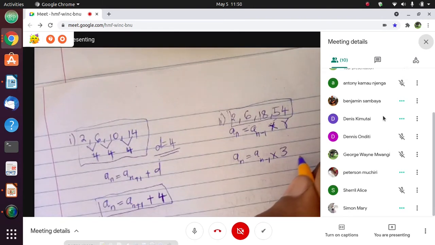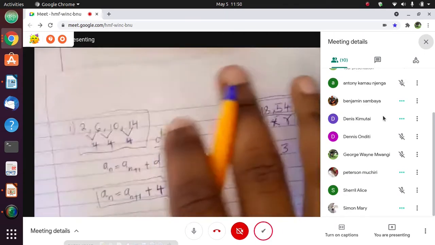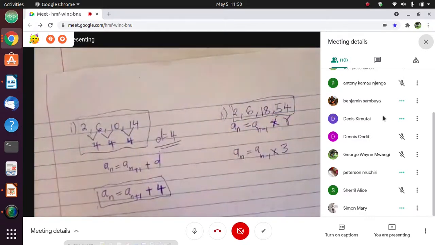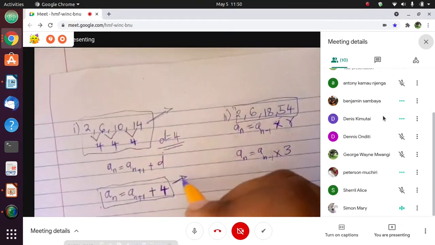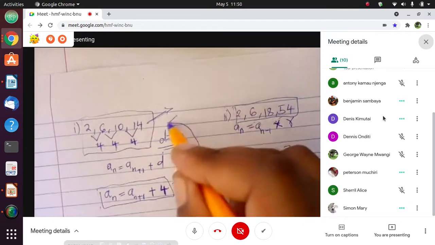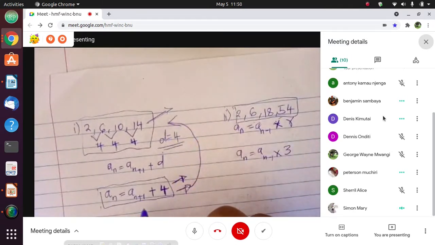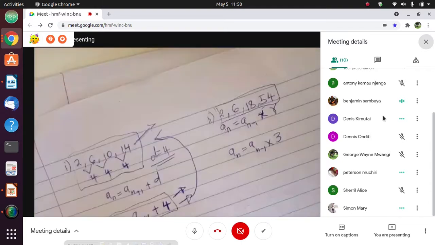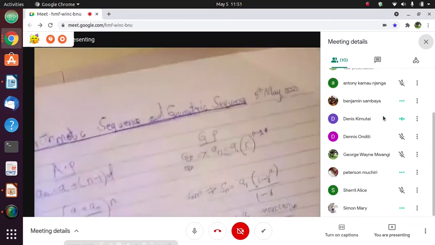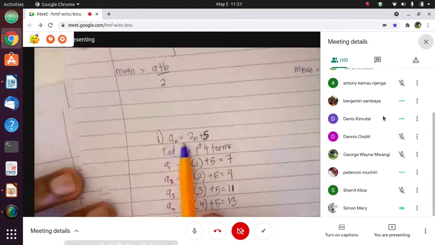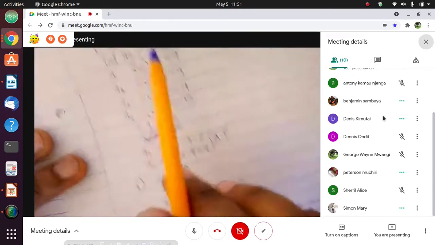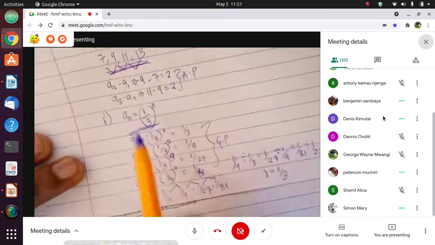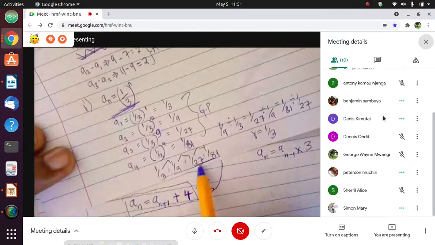Tuko pamoja? But this recursive stuff should not trouble you so much when you are doing your exams. What I just want you to see is how to go from the sequence to get the general equation, and how to get from the general equation to the sequence. That is what we have been doing with the examples. In the first examples that we did, you are given the general equation of that sequence, so you find the sequence itself. That was for the arithmetic. For the geometric, you are given the general equation, and you want to find the sequence.